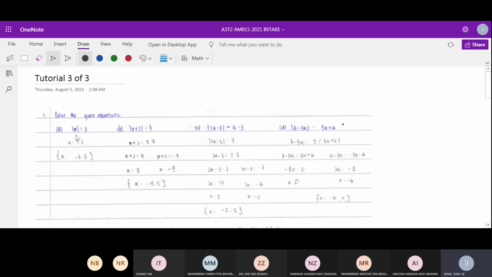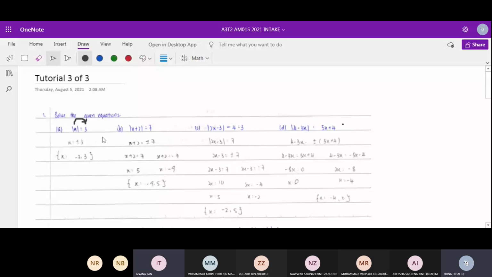So, question A, modulus x. You need to change the modulus to the right hand side, so it becomes plus minus 3. So we'll get x equal to negative 3 and positive 3.